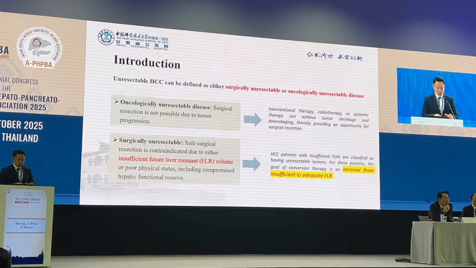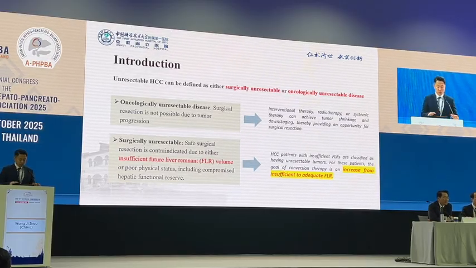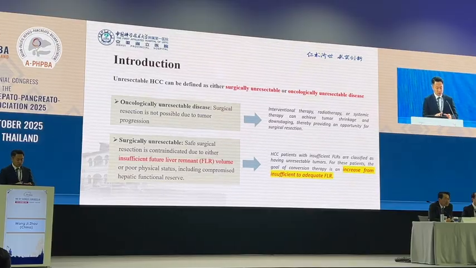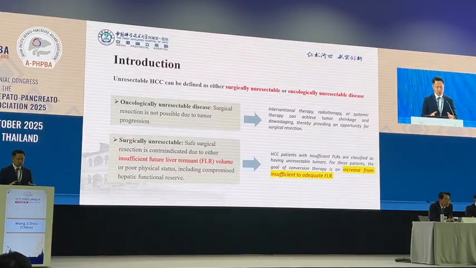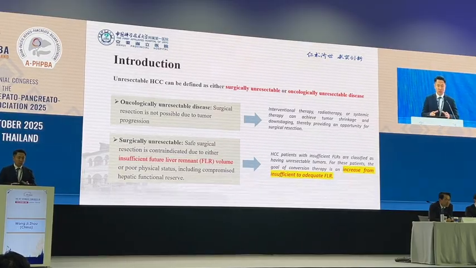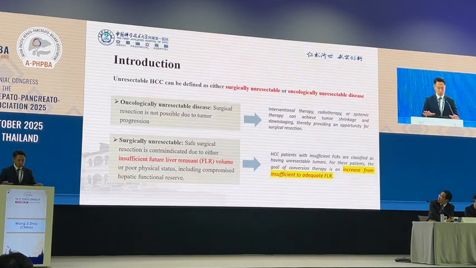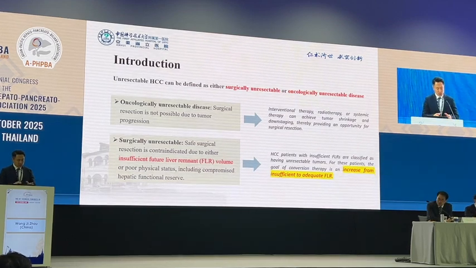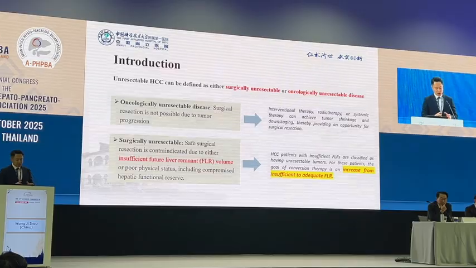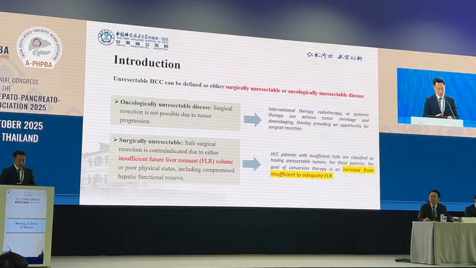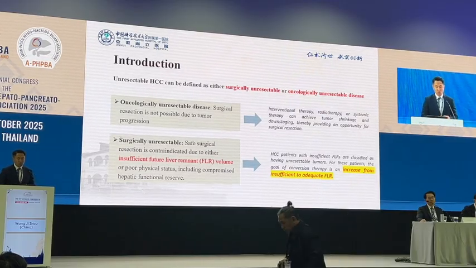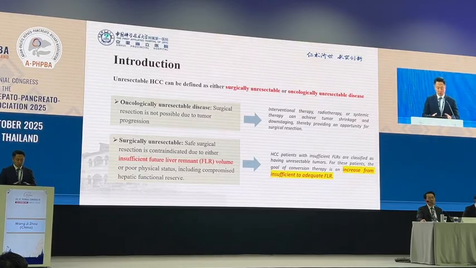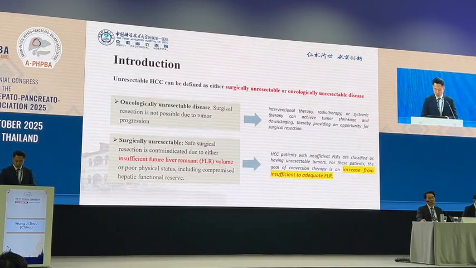Unresectable HCC can be divided into two groups. The first group is what we call oncologically unresectable disease, which means surgical resection is not possible due to tumor progression, for example, microvascular invasion, macro lesions. Another group is surgically unresectable, which means surgical resection is contraindicated due to insufficient future liver remnant volume. So for those patients, we will try some ways to increase the future liver remnant.